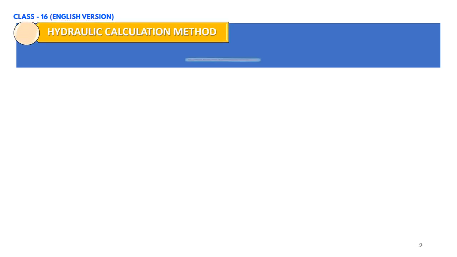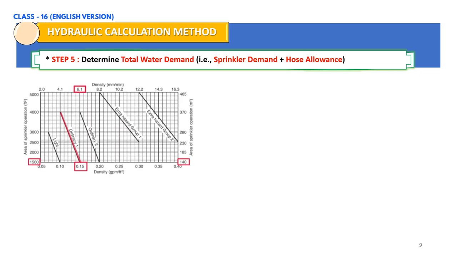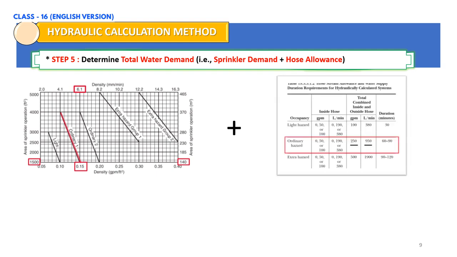Let us see step 5. Step 5 is used to determine total water demand, which means sprinkler demand plus hose allowance. This is the area density curve. We already calculated in step 3 the sprinkler demand, that is about 225 GPM, by considering ordinary hazard group 1. And we are adding our 225 GPM to the hose allowance. That also we already discussed in step 4, that we need to consider 250 GPM for hose allowance.